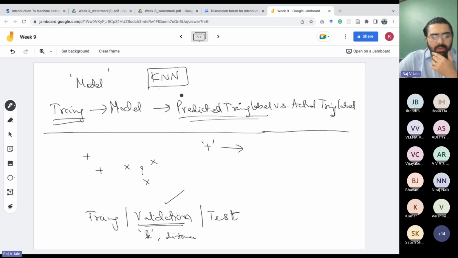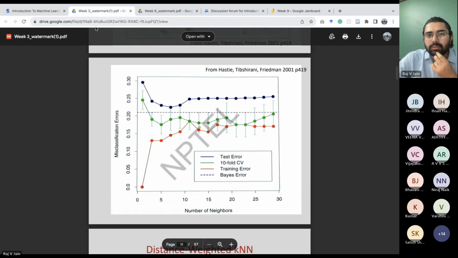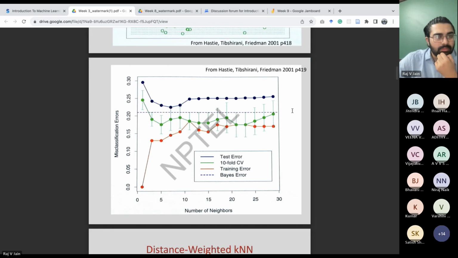Jiten, what's your question? Error, once again, Bhavani. So, error is sum of training plus testing or training plus validation? Which error you're talking about? Which question is this? Is Jitendra here?